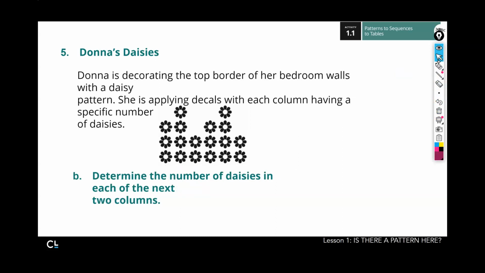Determine the number of daisies in the next 2 columns. Okay, so we've got 3, 4, 2, 3, 4, 2. What's going to come after 2? We're going to go back with 3 daisies, and then we're going to go with 4 daisies.